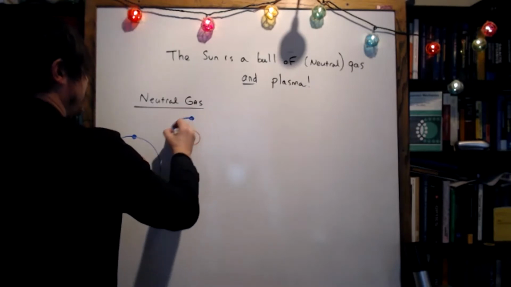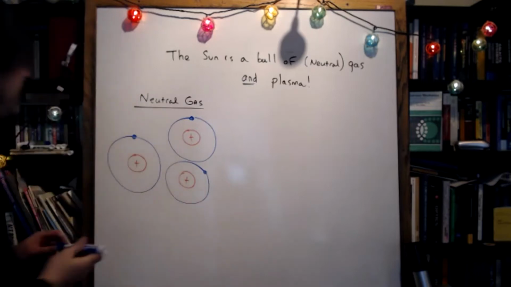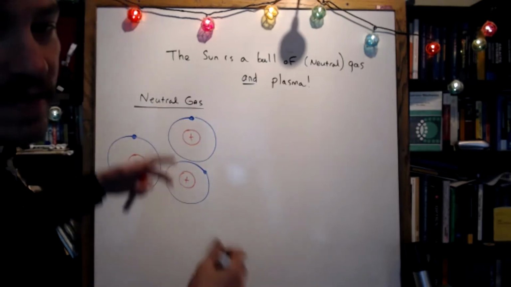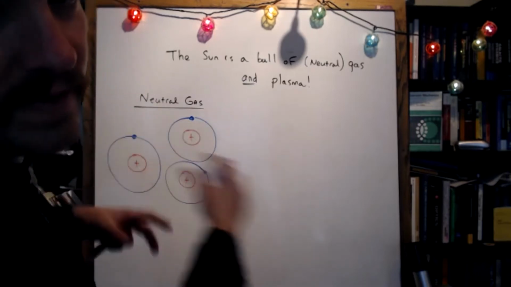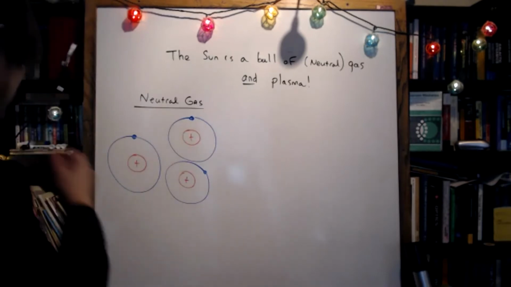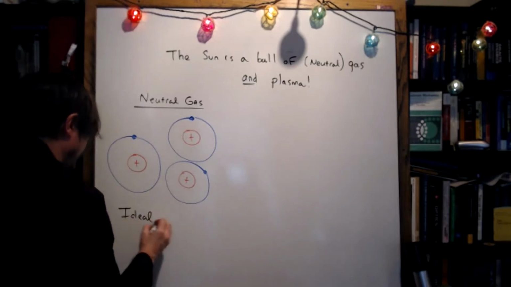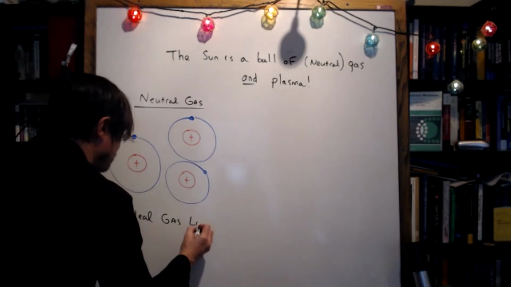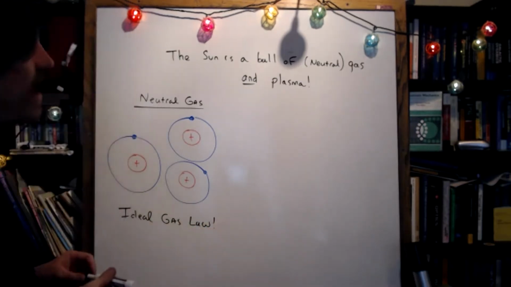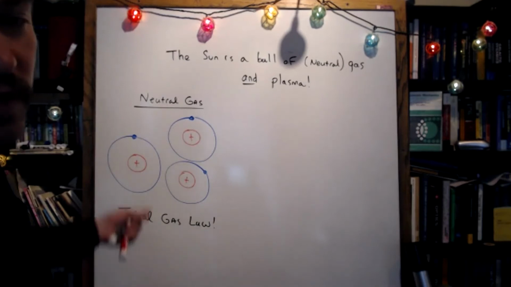So each of the atoms is, technically speaking, electrically neutral. And they float around in the soup and they bop into each other. They obey something called the ideal gas law, which I need to train you on. Actually, plasmas kind of obey the ideal gas law too, but they're way more complicated.